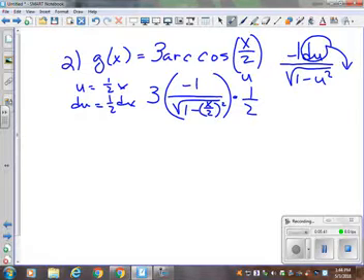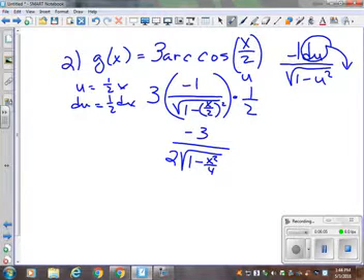Now, this needs a little cleaning up. Number 1, inside my radical, I need to actually square that. Number 2, I need to go 3 times a half is 3 halves. Everybody with me? Times negative 1 is negative 3 halves. Did everybody see how I put my negative 3 halves into my fraction? We good so far?